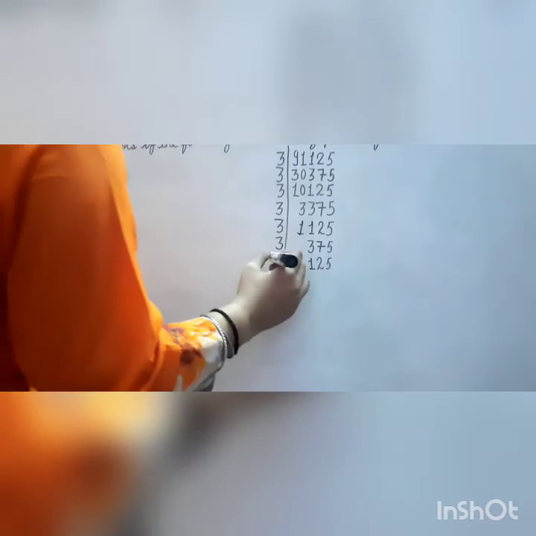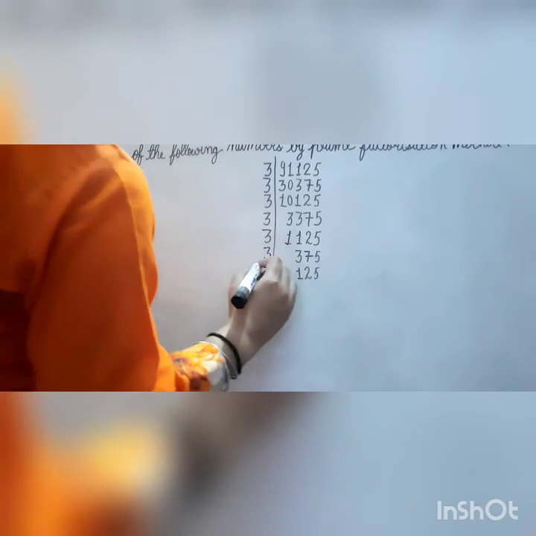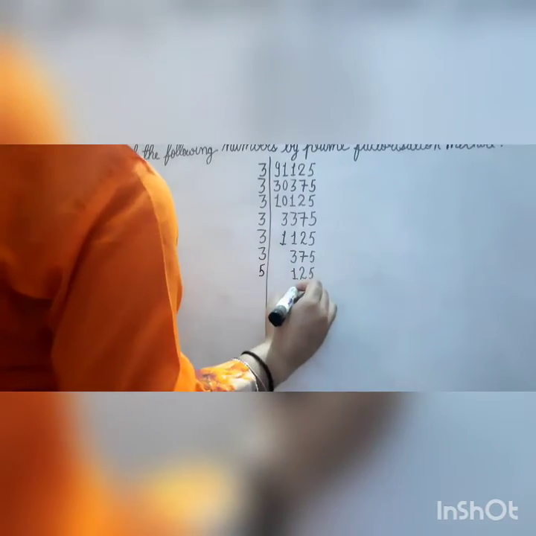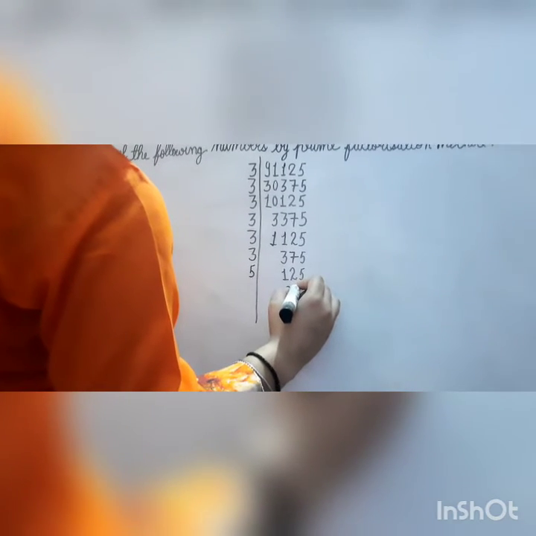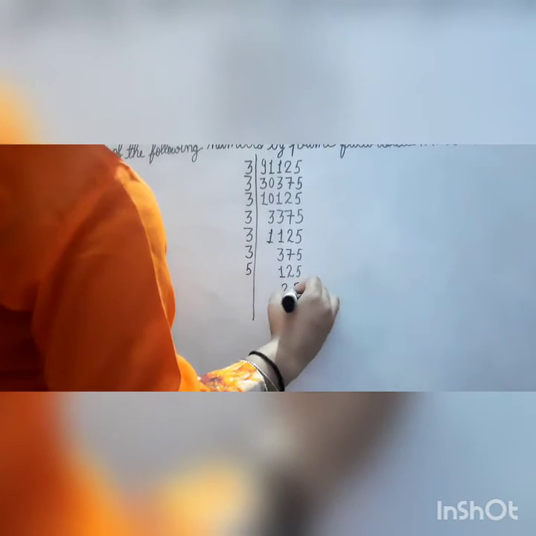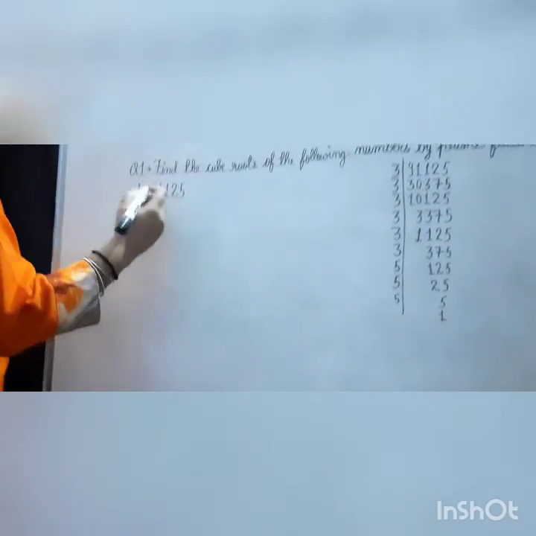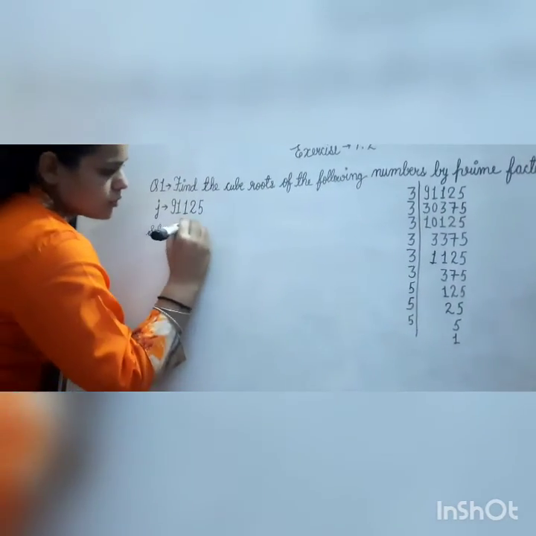Now you can see that this number can't be divided by 3. You have to divide it by 5. 5 twos are 10, 5 5s are 25. Again 5, 5 5s are 25. Again 5, 5 1s are 5. Okay class. Now you have to write here root 91,125.